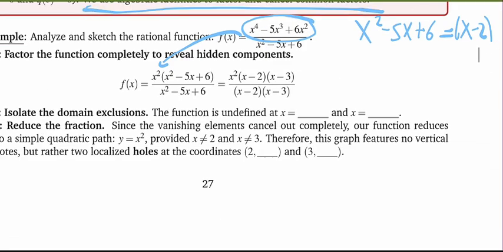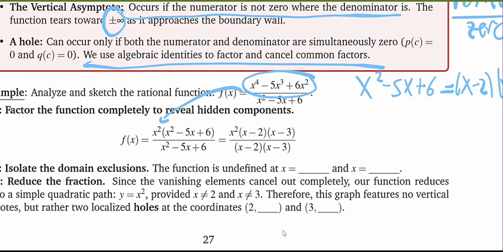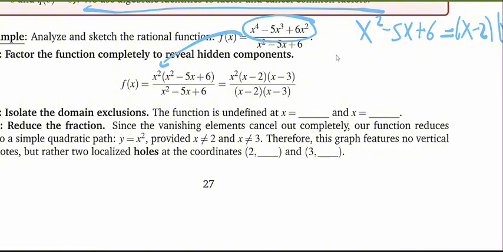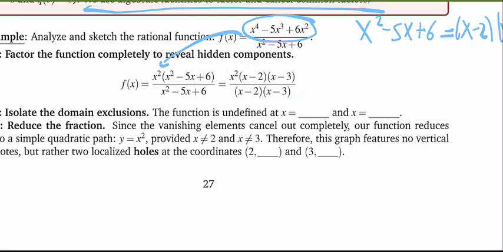Sorry, let me just adjust the limits of the video frame. x minus 3. Okay. So if you want to factor this fraction all the way to the end, you're going to get this little guy right here. This is what you would call the most algebra we can do to actually beautify this original fraction. So the function is undefined at two numbers, 2 and 3.